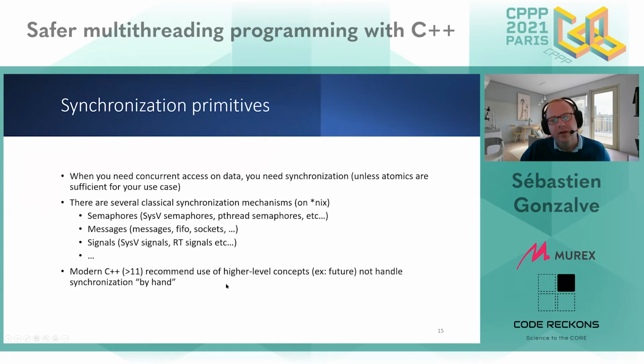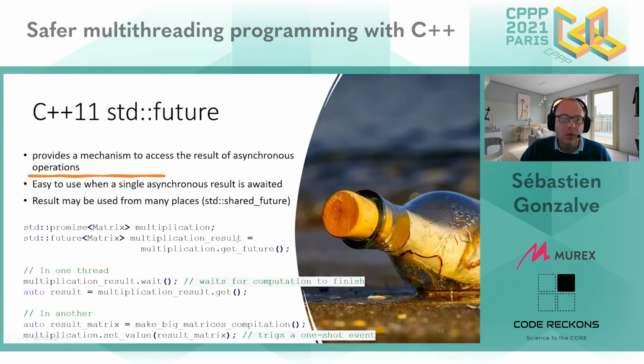And when you just want to have single communication between threads, you may use a higher concept that comes with C++11, and maybe especially future, so that you don't handle all this by hand. So here is a slide on the futures in case you don't know them yet. Futures are a handy mechanism to separate the computation from the place you wait for the result of a value.